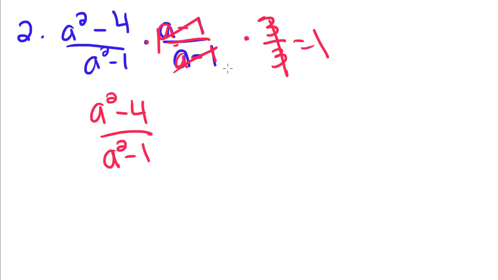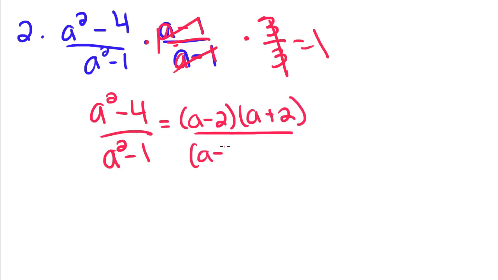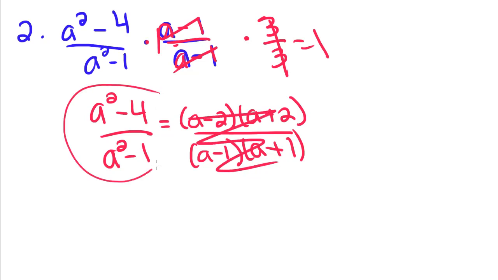Now we're going to factor the top and bottom and see if any of these factors cancel, because whenever we multiply fractions or divide fractions, we want to leave them in the most simplified form possible. So these are both difference of squares. So this is a minus 2, a plus 2, over a minus 1, a plus 1. Now none of these factors will cancel, so we're just going to leave it like this, and that's our final answer.